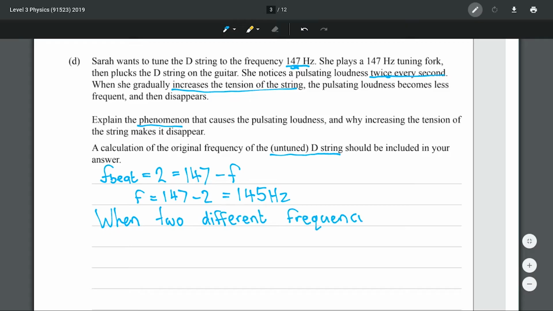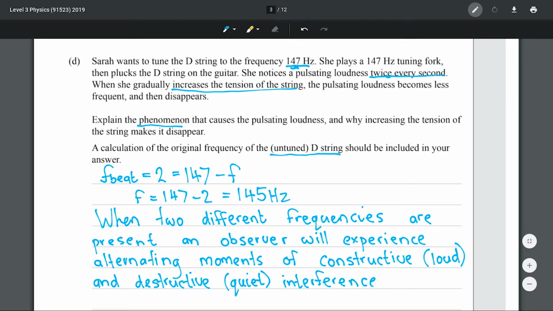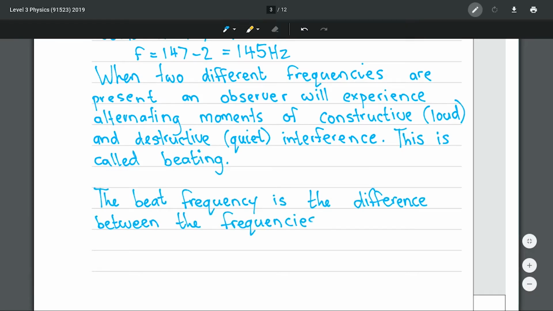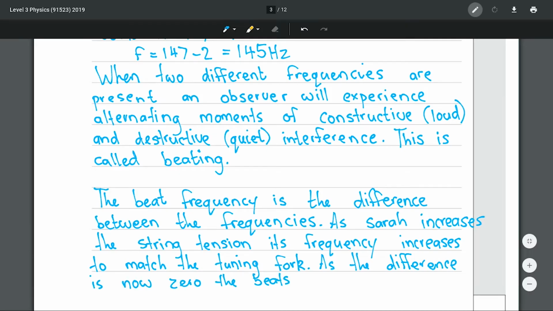When two different frequencies are present, an observer will experience alternating moments of constructive (loud) and destructive (quiet) interference. This is called beating. The beat frequency is the difference between the frequencies. As Sarah increases the string tension, its frequency increases to match the tuning fork. As the difference is now 0, the beats stop.